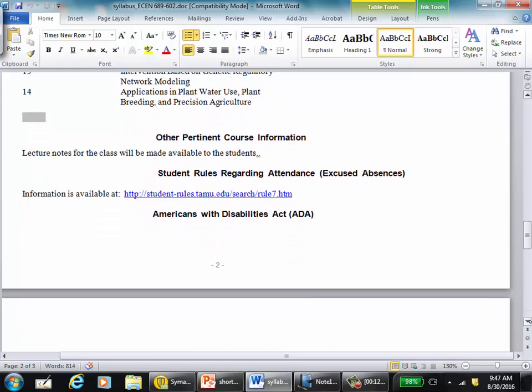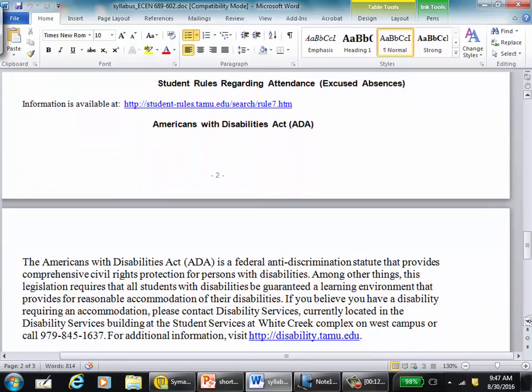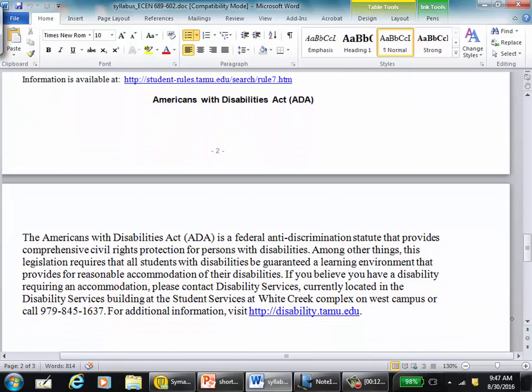Then this is the Americans with Disabilities Act. Sometimes for these exams, if somebody has a documented disability, the university makes arrangements for those people to take the exam separately. They are given additional time, as appropriate. You don't even need to come and talk to me. If you qualify, then talk to that appropriate office. They will make all the arrangements.